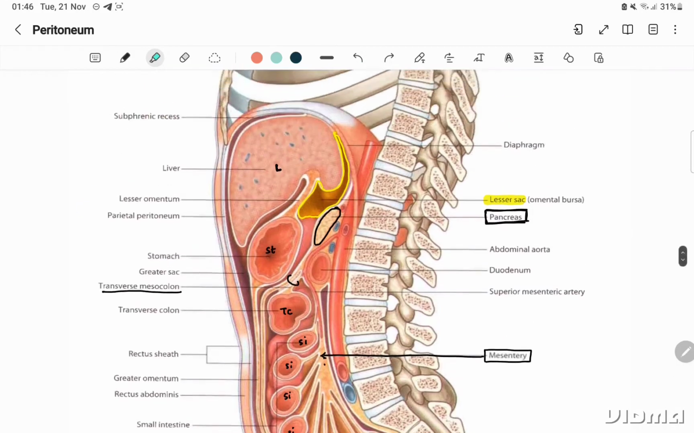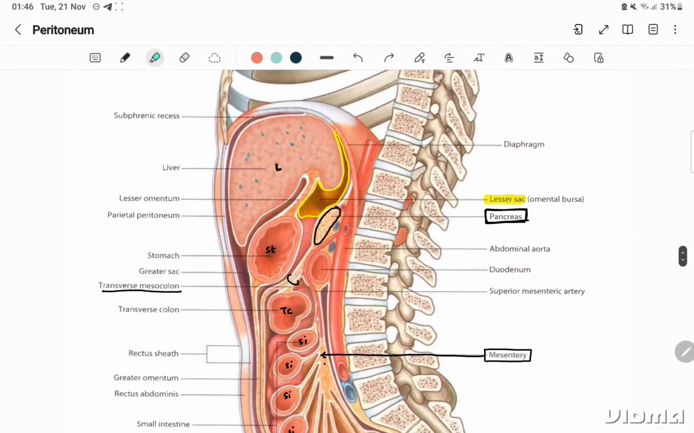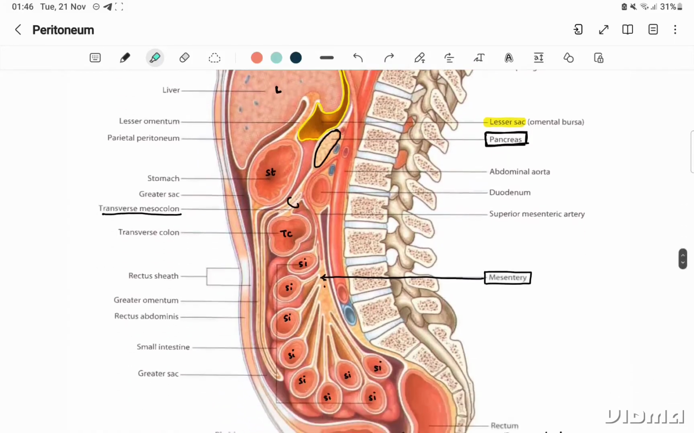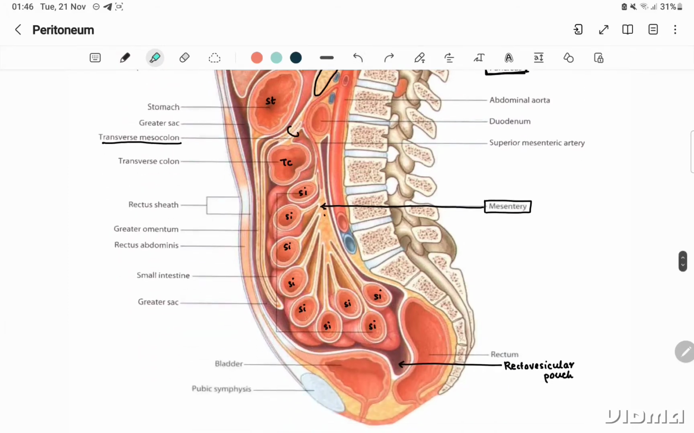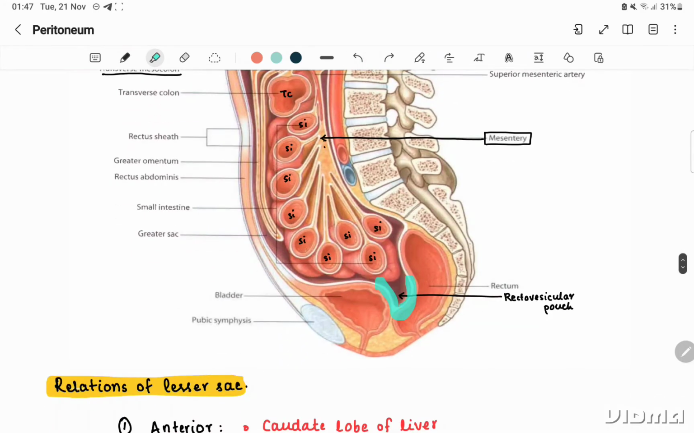Sorry, I left out the greater omentum. Okay, it is not shown here. No problem. This is a transverse mesocolon. You can see your transverse colon, and the peritoneal folds surrounding it are the transverse mesocolon, and these are the loops of small intestine, surrounded by mesentery. This is a mesentery, and this is your rectovesicular pouch.